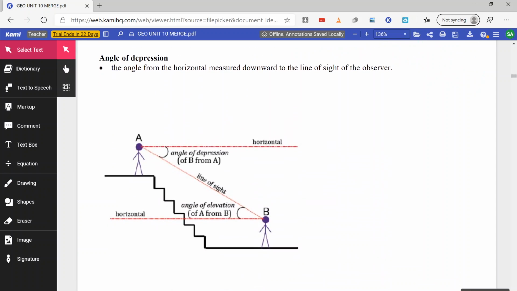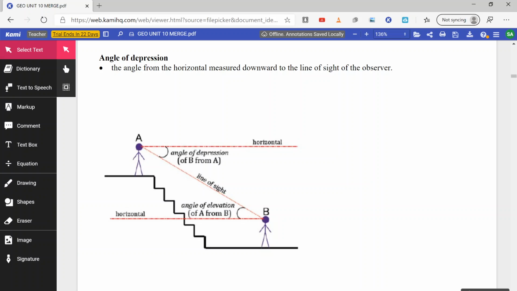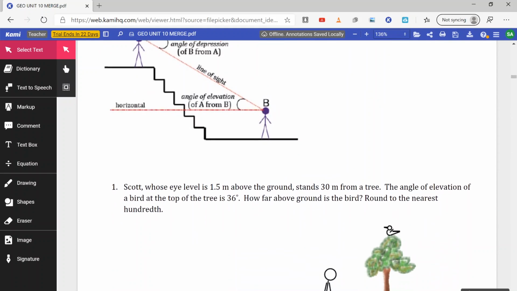Now, what those are is, if I take a look at this nice little diagram, we have person A, person B. Both of them have that horizontal line of sight. So person A being up top of the stairs, we've got this horizontal line of sight looking down at person B. The angle created by that line of sight horizontally and down at person B is known as the angle of depression. Whereas person B, the angle created between his horizontal line of sight up to person A is known as the angle of elevation. And we can use these in order to figure out heights or distances depending on what information we are given.